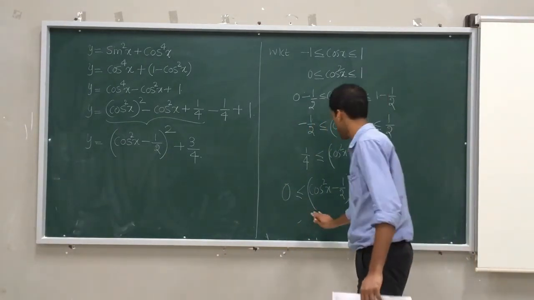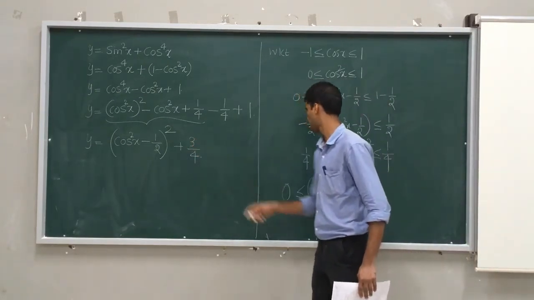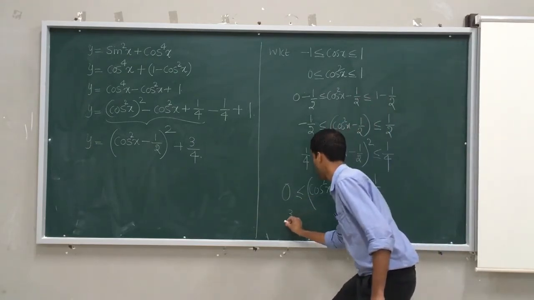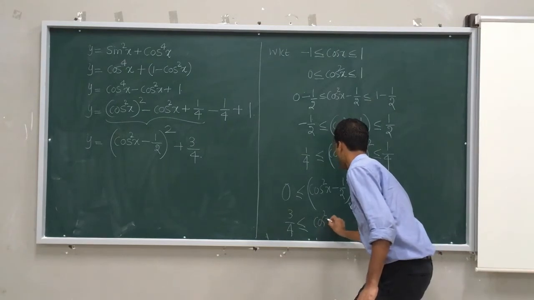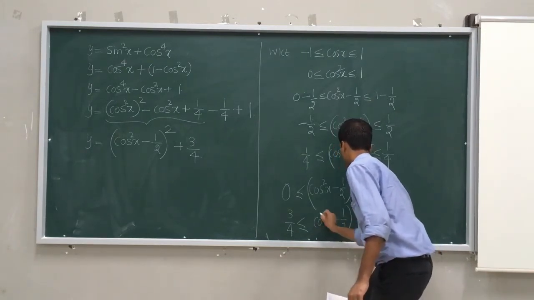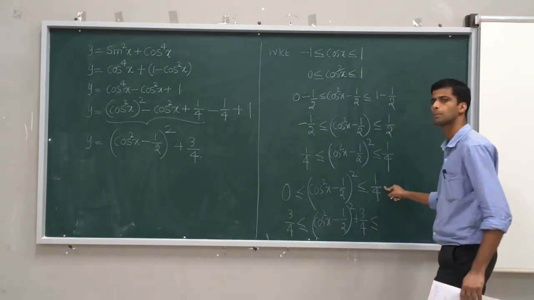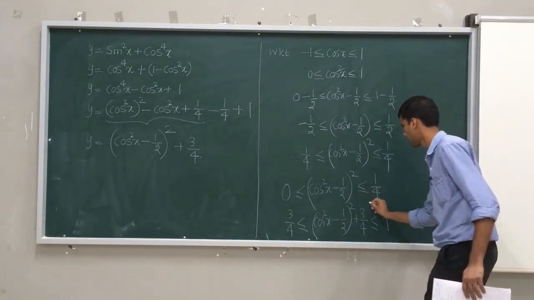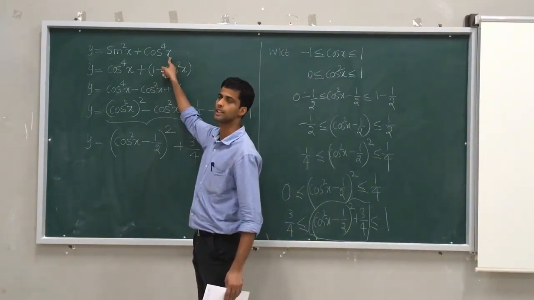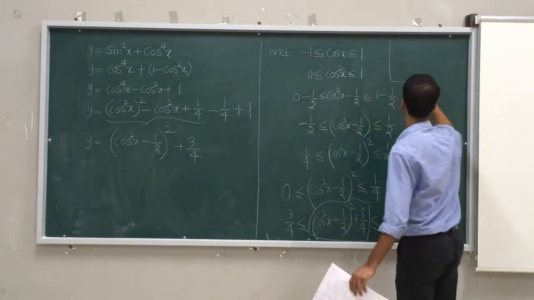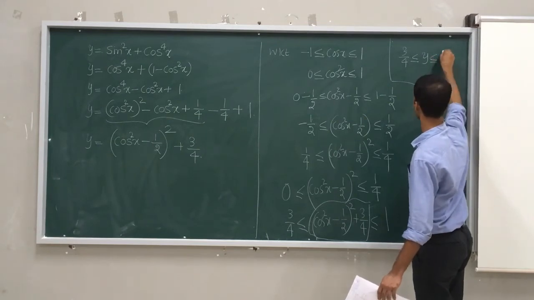Next, what I will do here is you have plus 3 by 4 along with that, so add 3 by 4. 0 plus 3 by 4 is 3 by 4, less than or equal to cos square x minus 1 by 2 the whole square plus 3 by 4, less than or equal to 1 by 4 plus 3 by 4, which is 4 by 4, that is 1. This middle term is the simplified form of my given question, that is y. Therefore, I can write the conclusion here: 3 by 4 is less than or equal to y, which is less than or equal to 1.